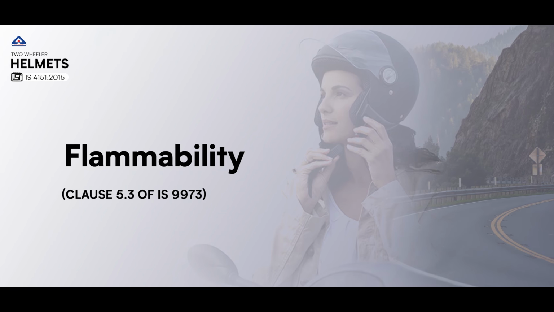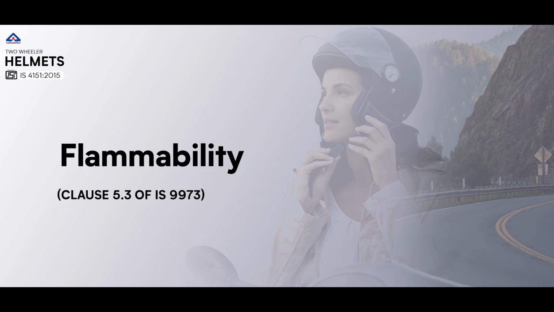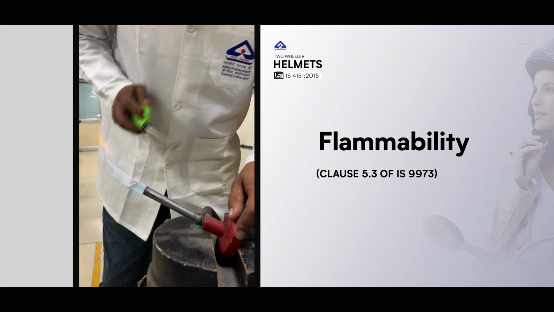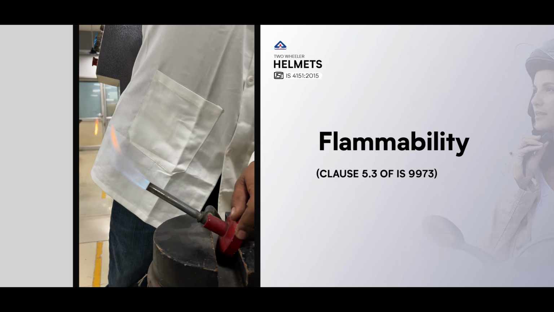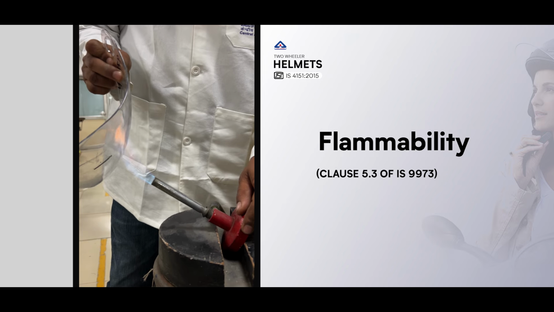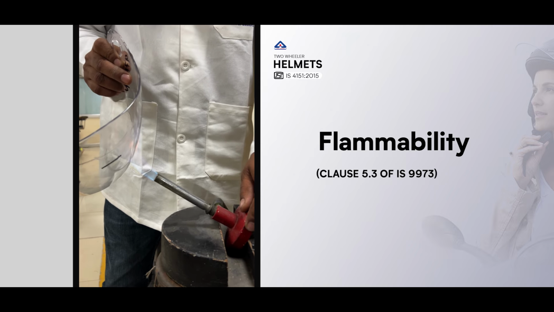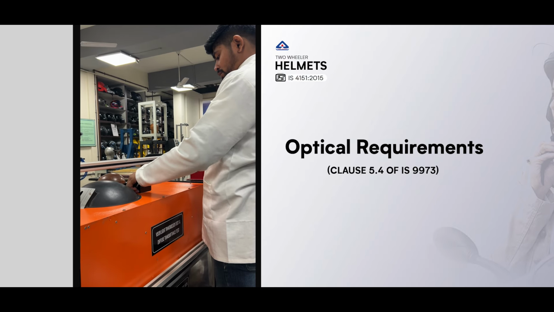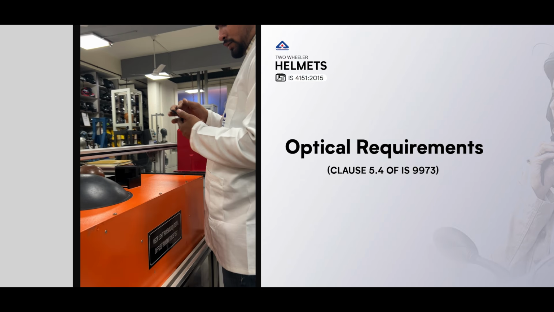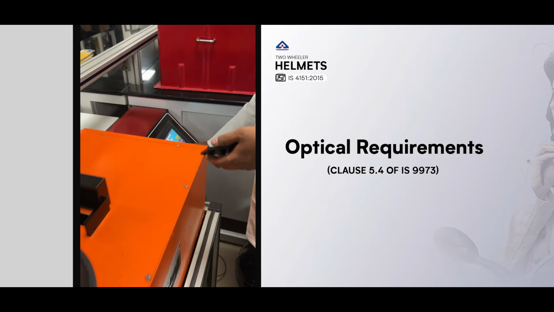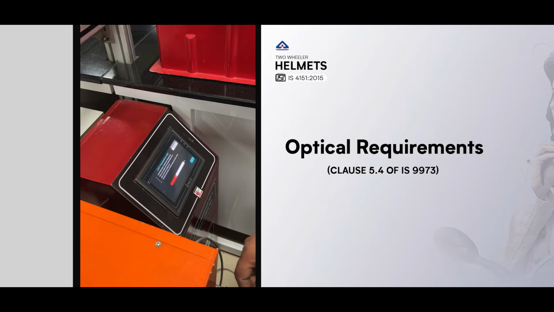Flammability, Clause 5.3 of IS 9973. The flammability test determines the visor's resistance to fire. When exposed to flames, the burning rate of the visor must not exceed 3 centimeters per minute as specified in IS 2925. Several optical properties such as distortion, spherical and cylindrical error, prismatic error, diffuse transmittance, light transmission are evaluated to ensure clear visibility.